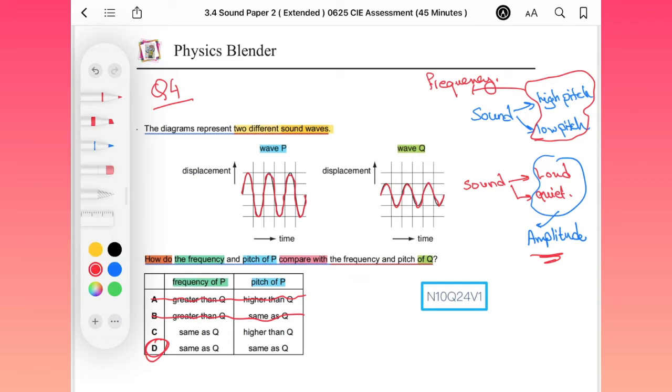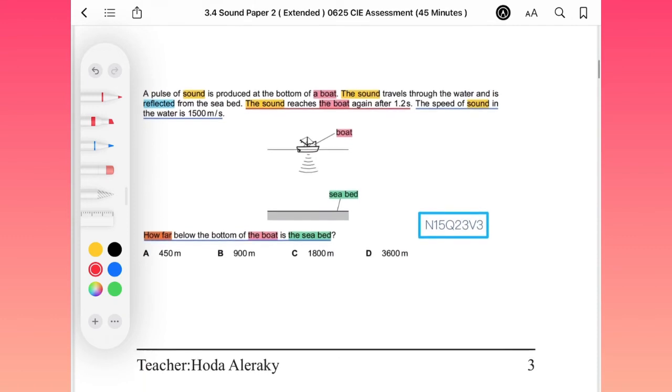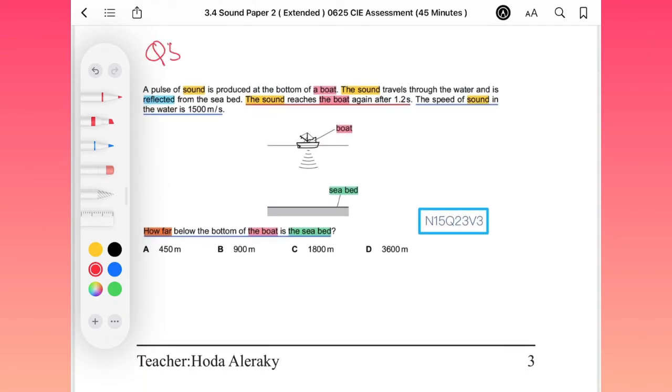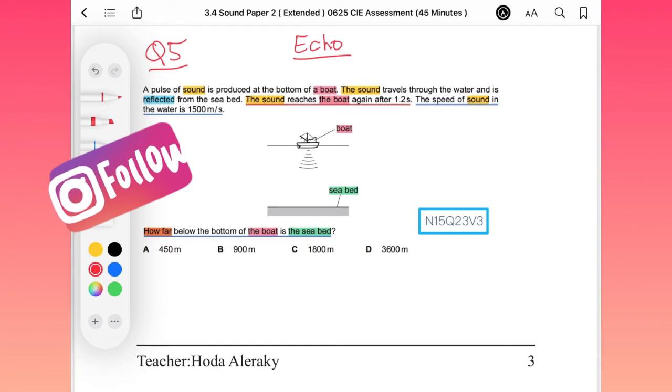Okay? Question number 5 is very important, also discussing echo, which means repetition of sound due to reflection. And we have many applications and many important uses for sound in our daily life. If you would like to know more about uses of ultrasound and uses of echo in our daily life, you can follow our Instagram account, and you have to answer RBL questions, research-based learning for general knowledge, and it's very beneficial.